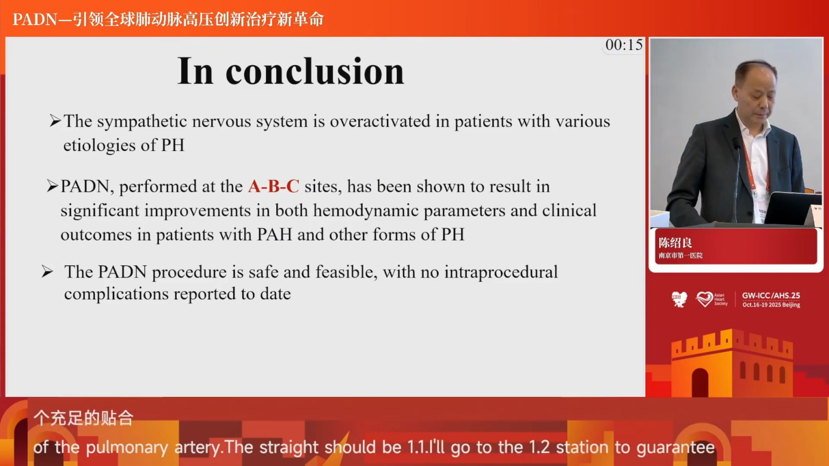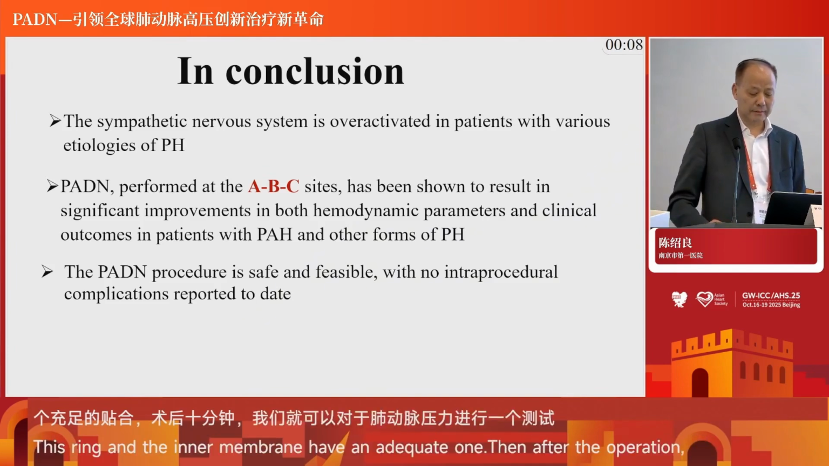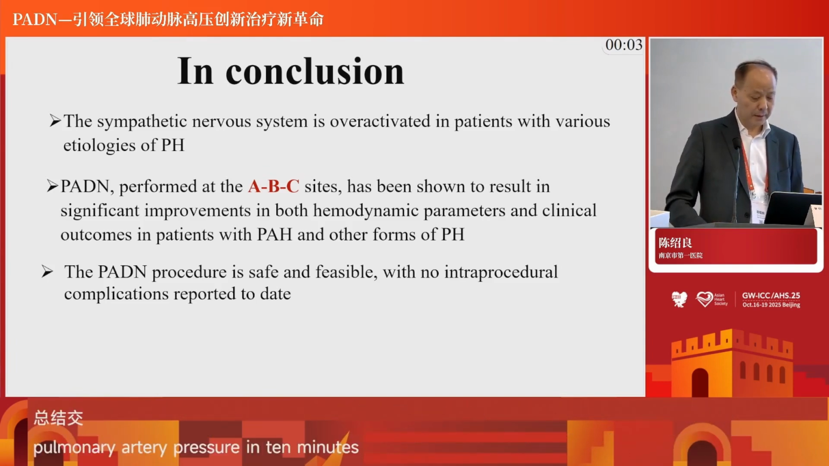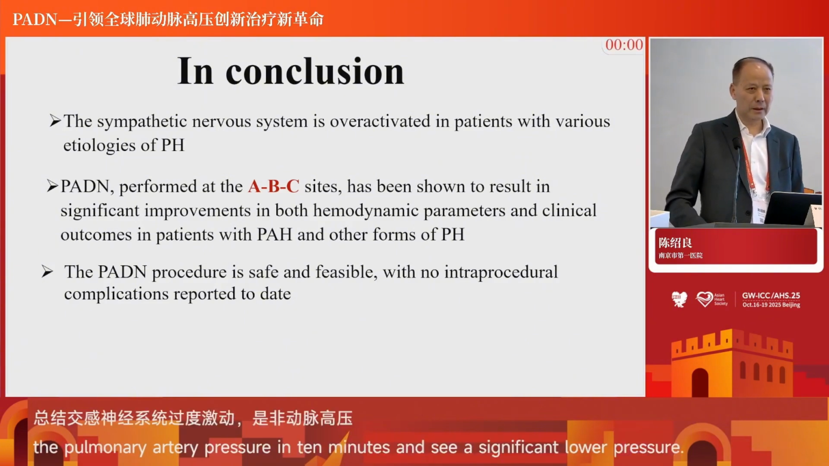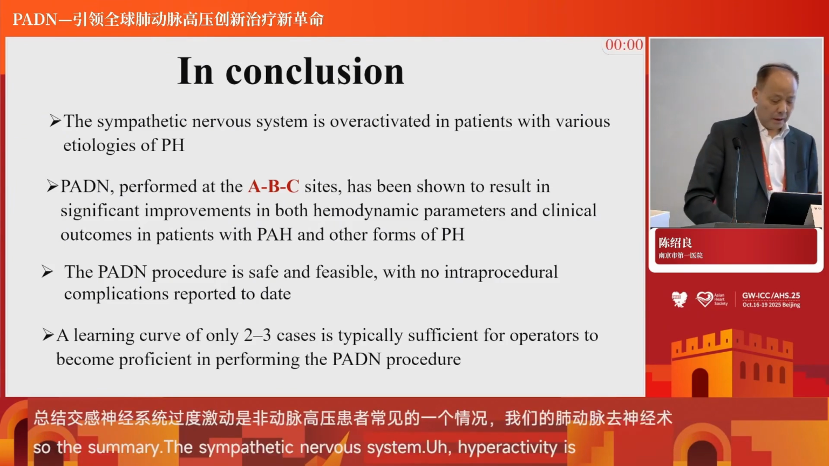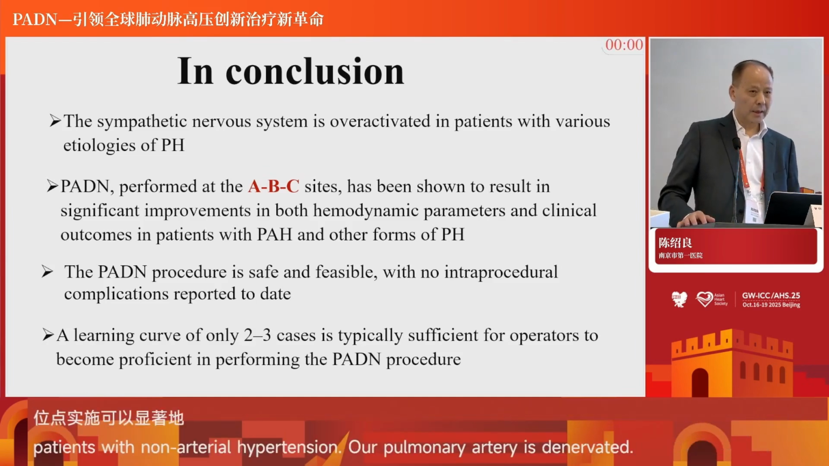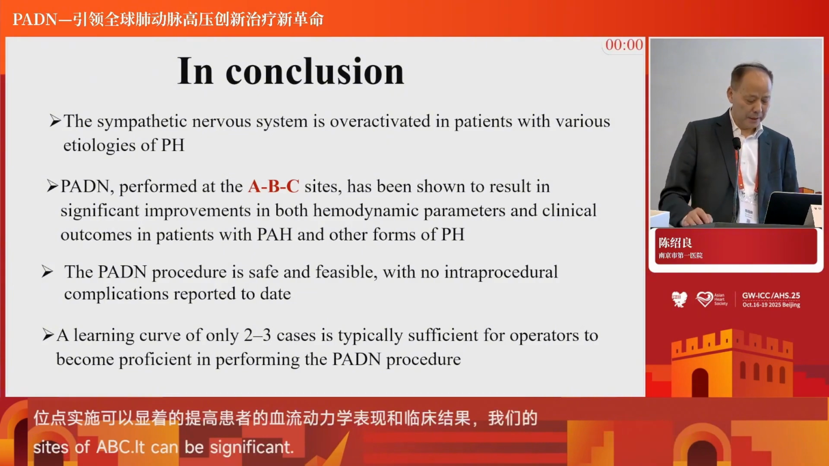in pulmonary arterial pressure. So ladies and gentlemen, in conclusion, the sympathetic nervous system is overactivated in patients with various etiologies of pulmonary hypertension. PADN is pretty easy and user-friendly. We only need to do ablation at the three ABC sites. The whole procedure is also safe and feasible. According to our previous experience, the learning curve could be completed after 2 or 3 cases.